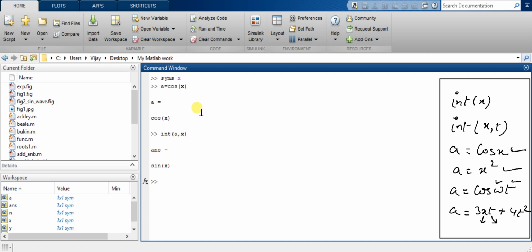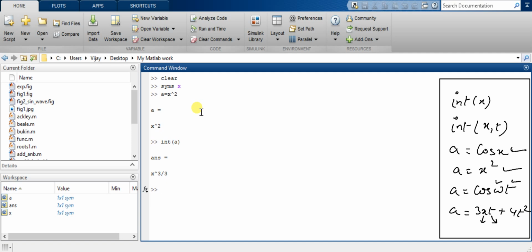Now let's take second example. Here we have a equal to x square. So we define syms x as a symbolic object, and now we store a equal to x square. When you hit enter, then a will contain x square. Now we want to integrate this. Since there is no other variable or object in a, we can directly use the int of a command, and when we enter it, it will give you x cube by 3.